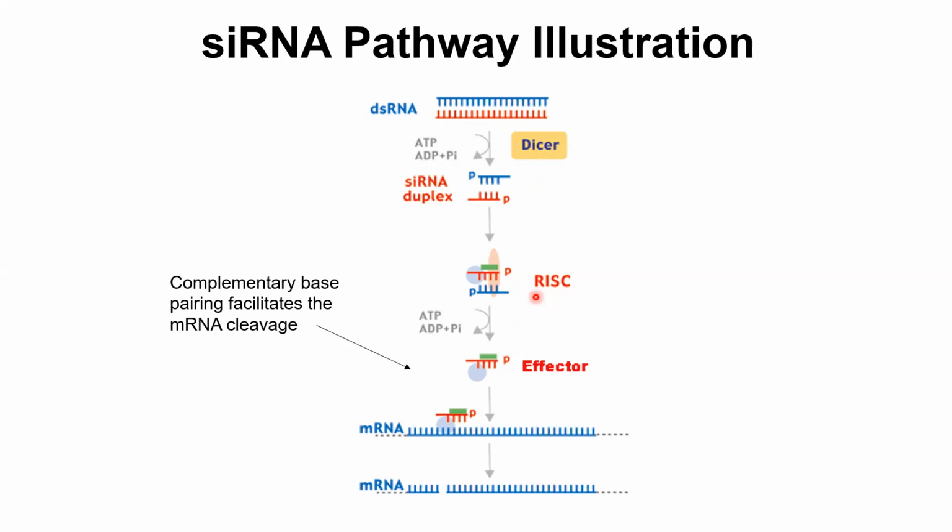And what will RISC complex do? RISC complex is actually a combination of a number of proteins, and what it will do, it will degrade one of the strands. This is having two strands, the blue one and the red one. When the RISC complex recognizes these short double-stranded pieces of RNA molecules, it will degrade one of the strands.